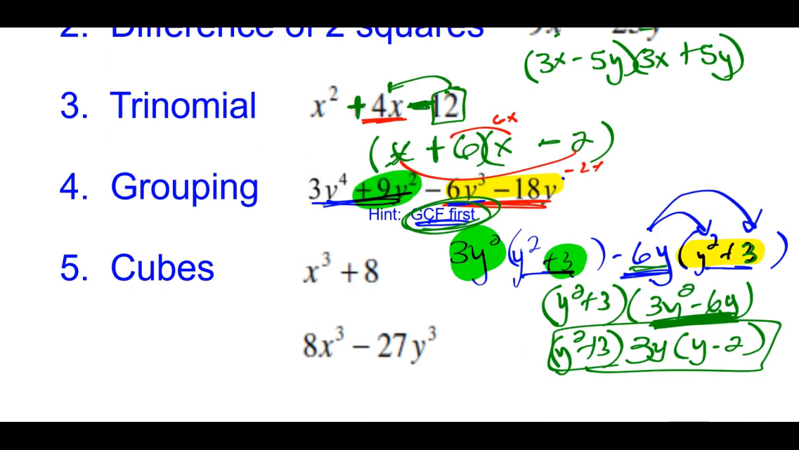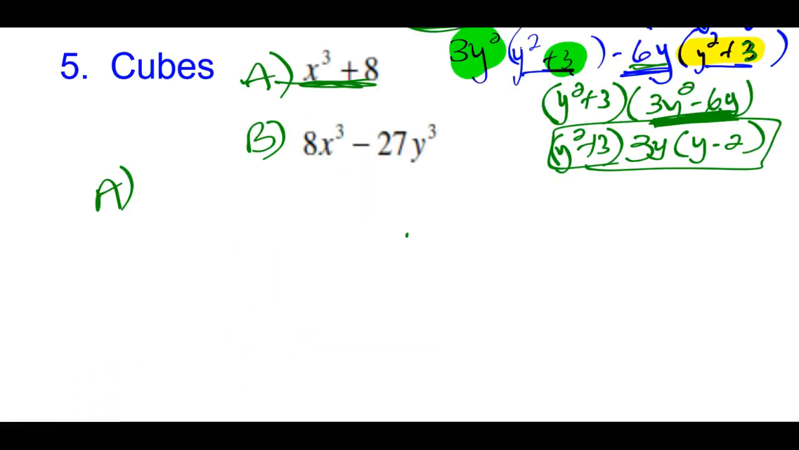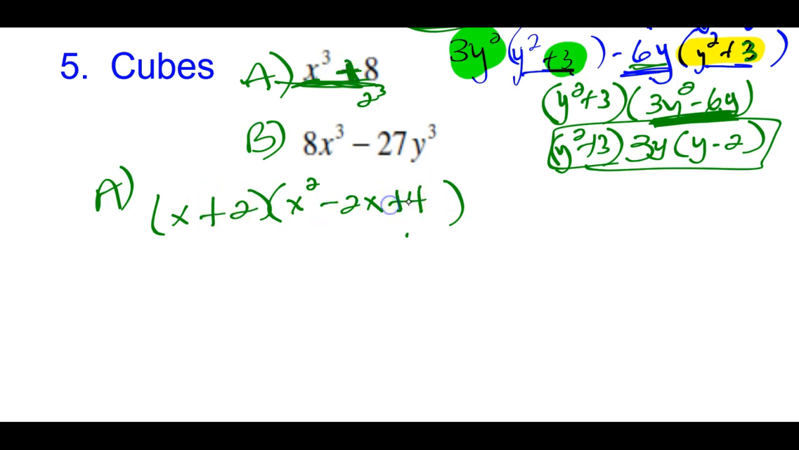The last thing that happens is factoring by cubes. We'll call this problem A and this problem B. For problem A, the rule for factoring cubes is you write down the basis of what's being cubed. So x is being cubed, and 2 cubed gives me that 8. So I'll say x and 2 are the bases. Then the rule says square the first base, take the product of the bases, square the last base. First you keep this original sign, then you change it, and the last one's always plus.